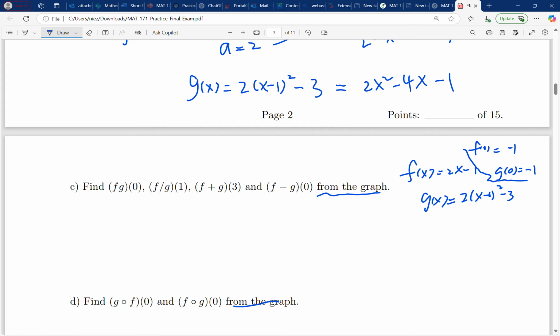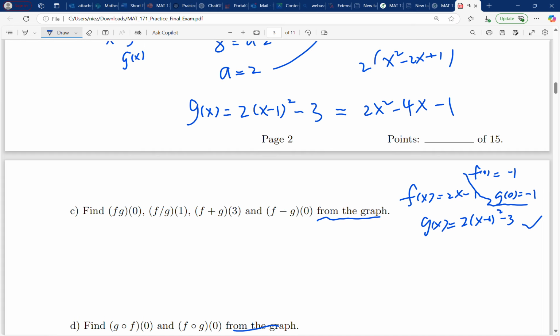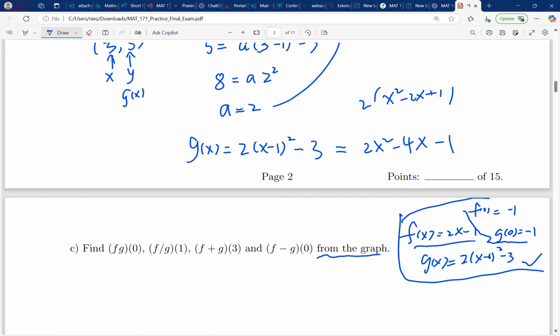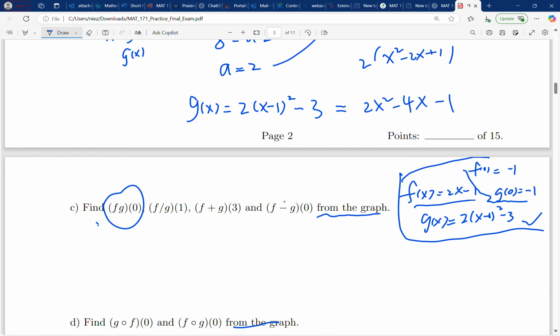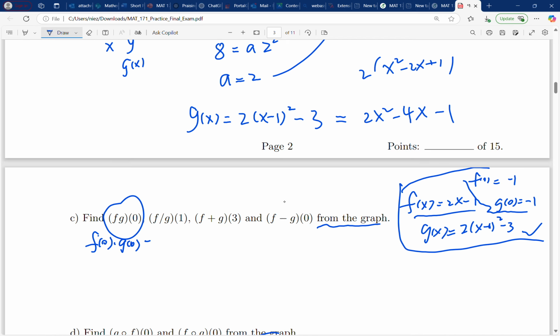This is good, this is not bad, but you need to spend more time on this if you use the algebraic way. Do you know what I'm talking about? Some students use the algebraic way, but you just use the graph, right? F times g of 0 means f of 0 times g of 0.